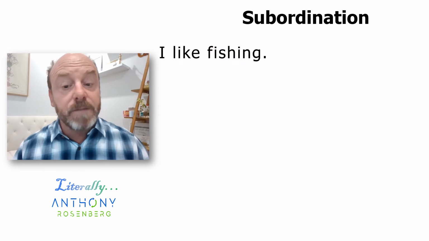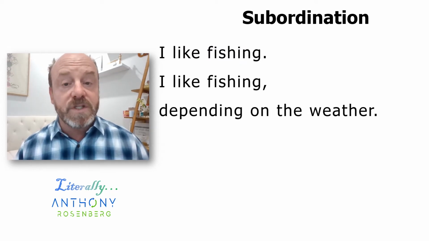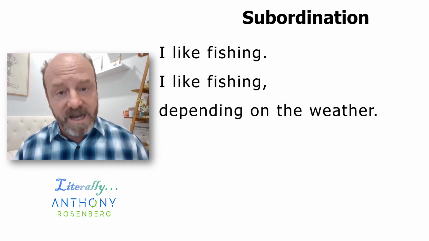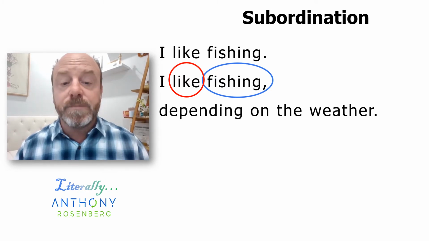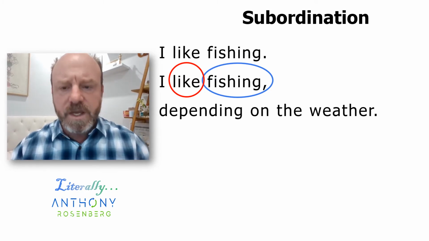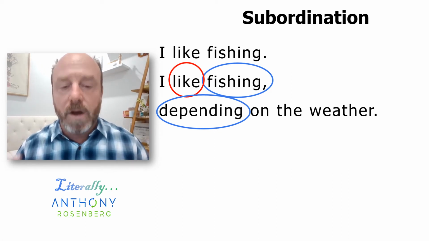I like fishing depending on the weather. How many verbs? Well, we know that I like fishing is two, because we've got like is the independent clause. Fishing is the dependent clause, or the subordinate clause. Depending on the weather, another verb. It is also a dependent clause. You might start asking, what is dependent or subordinate? What does this mean? I'll get into that very shortly. But at the moment, we just want to be able to identify the clauses.